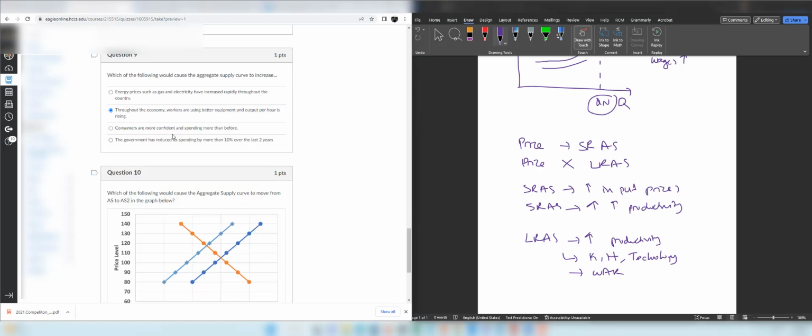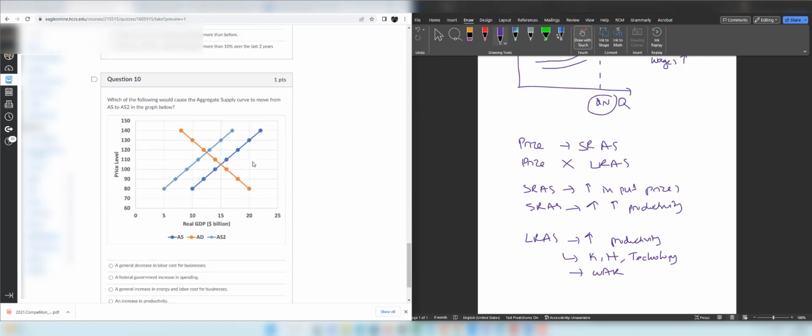Consumers are more confident and spending more than before. This is not going to shift the aggregate supply curve, but it is going to shift the aggregate demand curve. Remember, the aggregate demand curve refers to total spending. The last option, the government has reduced its spending by more than 10%. Again, this is going to change total spending because government spending is included in the aggregate demand curve.